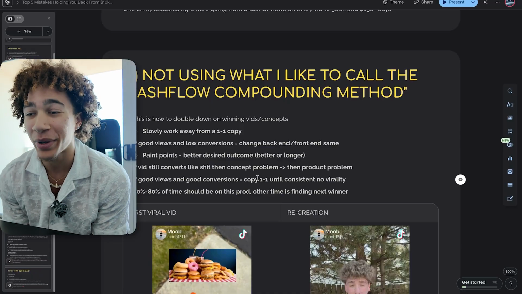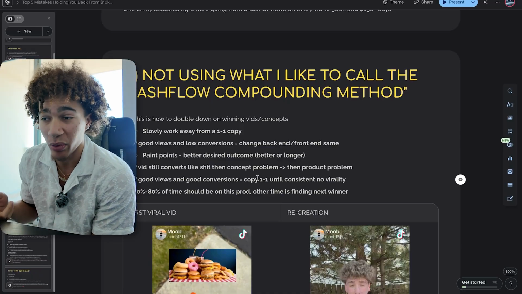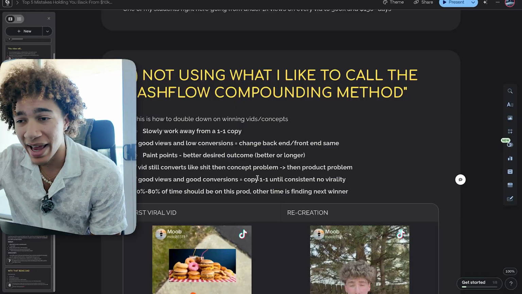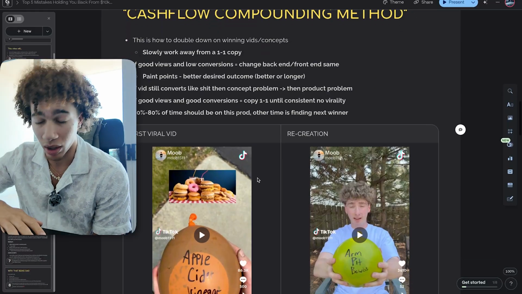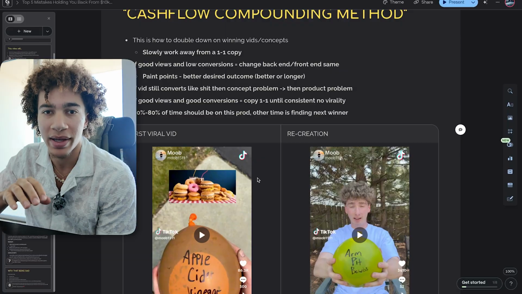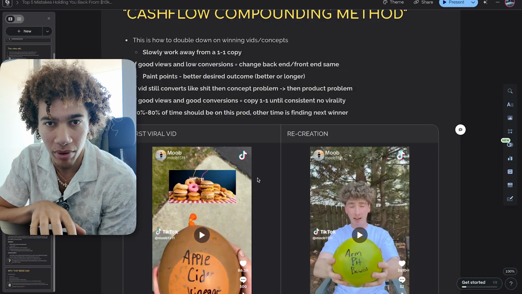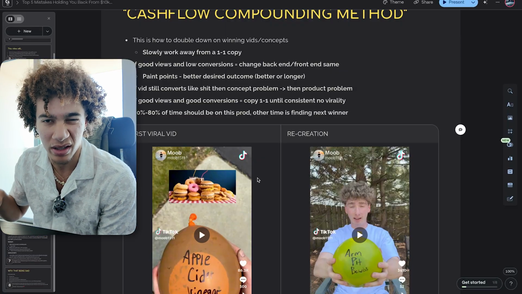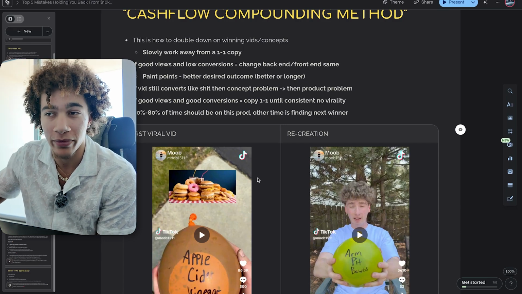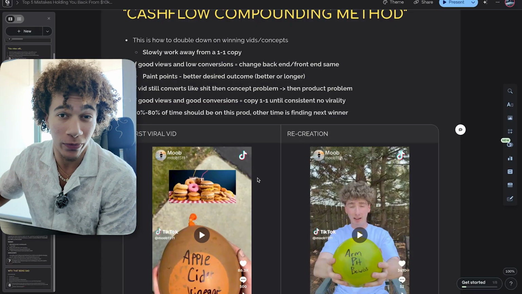And then if you get good views and good conversions, just copy one-to-one until you're consistently not going viral anymore, right? So 60 to 80% of your time should be on this product, and then the other 20 to 40% should be finding your next winner, right? So when you have a winning product, 60 to 80% of your time needs to be on that product, and then 20 to 40% needs to go into finding that new winning product, right? Just so you guys know how much time and effort you should be focusing on that winning product that is making you cash.